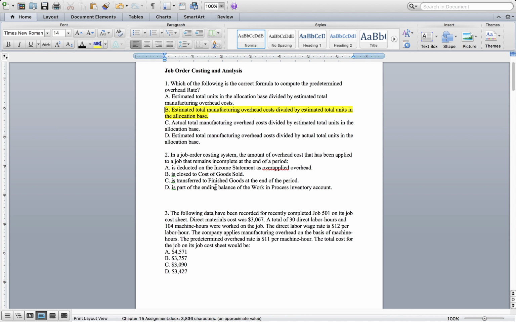So in the job order cost system, the amount of overhead cost that has been applied to a job that remains incomplete, it means you started it, except not yet complete. Well, that describes it as part of any balance for work in process inventory. Because like it says there, work in process inventory. It means that you started the job, except for whatever reason, you have not yet completed it.